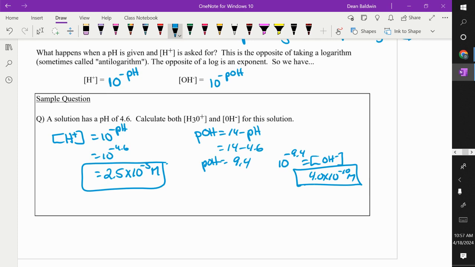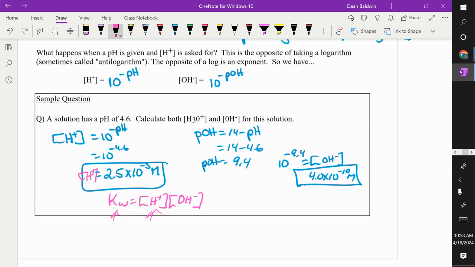There's one other way you could have done that, the old school way. Once you know the concentration of H plus is this, you could use KW. Right? And plug in 1.0 times 10 to the minus 14 and 2.5 times 10 to the minus 5 and figure out OH minus. Again, it doesn't matter to me how you do it. It's your choice. Okay? Does that make sense?